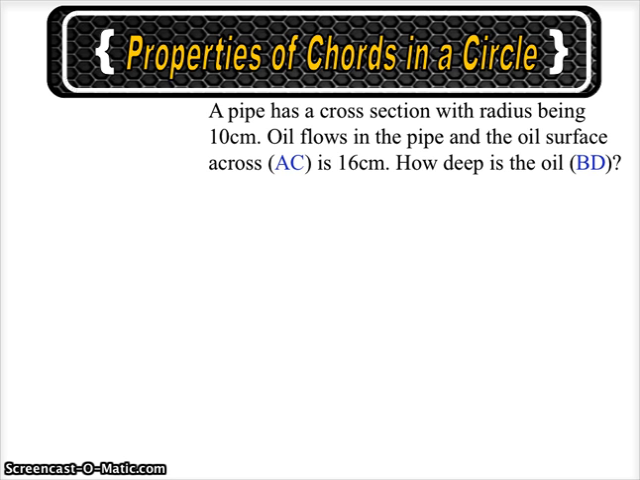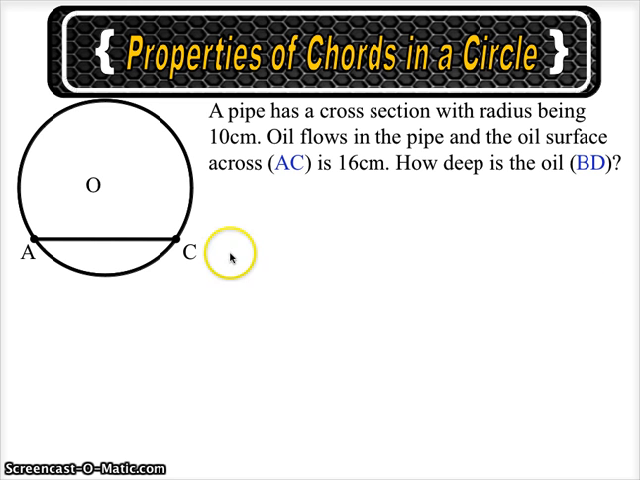To do this, we should draw a picture. AC is the surface of our oil. The center of our circle will be labeled O. We will create a radius from O, which is the center, to the outside of the circle, and the depth of the oil, which is what we're looking for, we will label BD. So essentially, we are looking for the distance between B and D, or the chord and the outside of the circle.